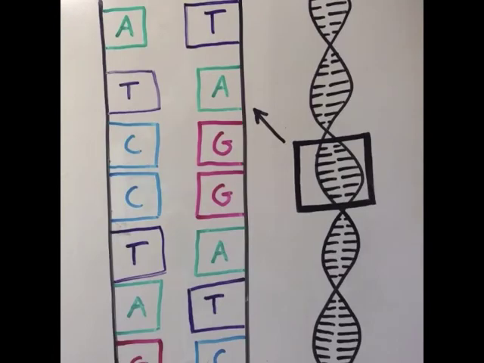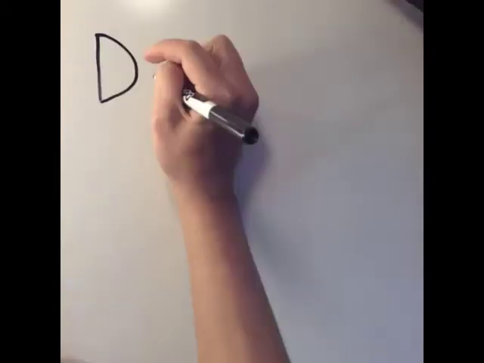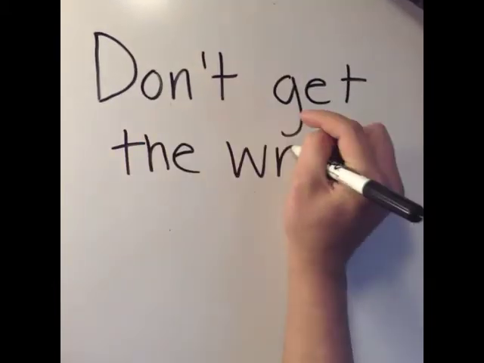DNA. If two species share a recent common ancestor, they will have more similar DNA. If two species do not share a recent common ancestor, there will have been more time for mutations to arise, therefore their DNA will be less similar. But don't get the wrong impression.